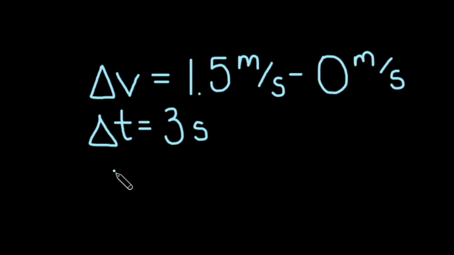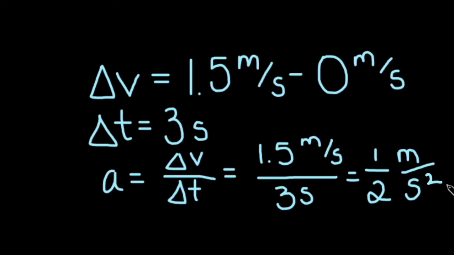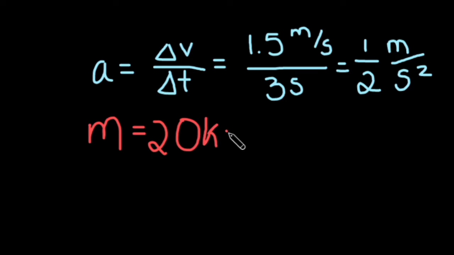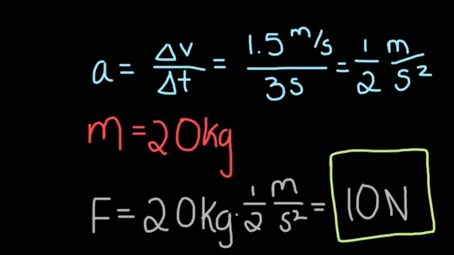If it takes you 3 seconds to get the cart up to walking speed, the acceleration is 1.5 meters per second divided by 3 seconds, or 1/2 meters per second squared. If the mass of the cart is 20 kilograms, then the force of your push is 20 kilograms times 1/2 meters per second squared, or 10 newtons.